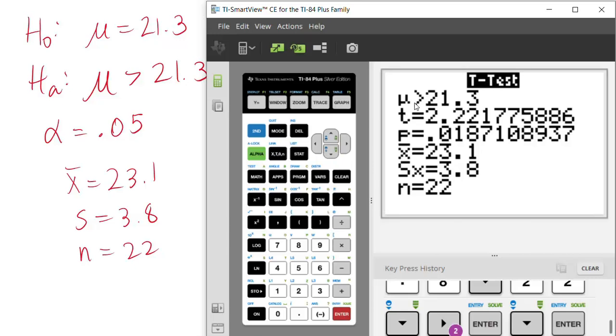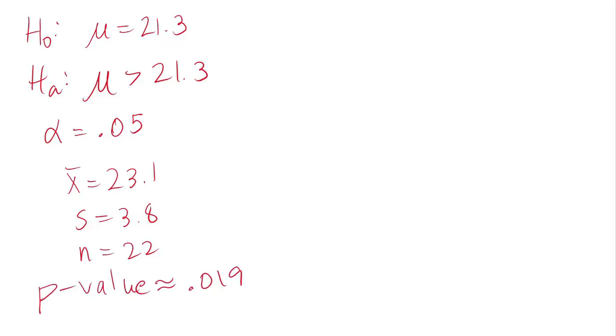First line is the name of the test. Second line should match your alternative hypothesis. Third line is ignorable for our purposes. It's the p-value that we're after, and it's around 0.019. This p-value is around 1 in 50.